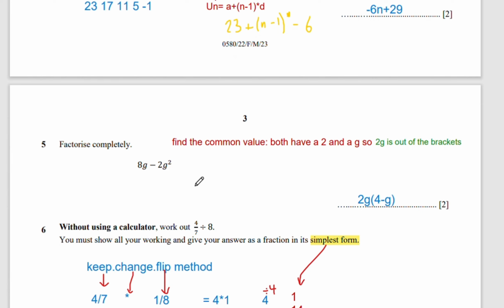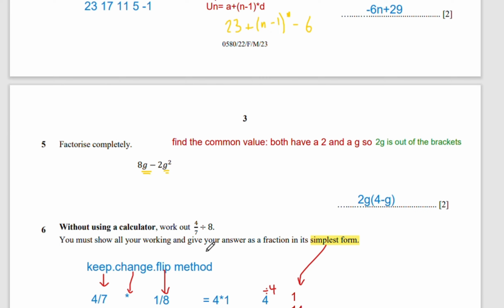Okay, so we will find the common value for both of them. As you can see, we have the g in there and we have a g there also. And also we can find that -2 is found in both. But it's fine if you didn't write -2. You can just write the 2. It won't make a difference.